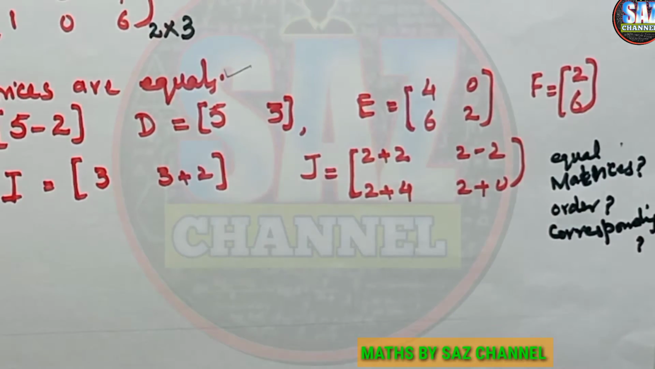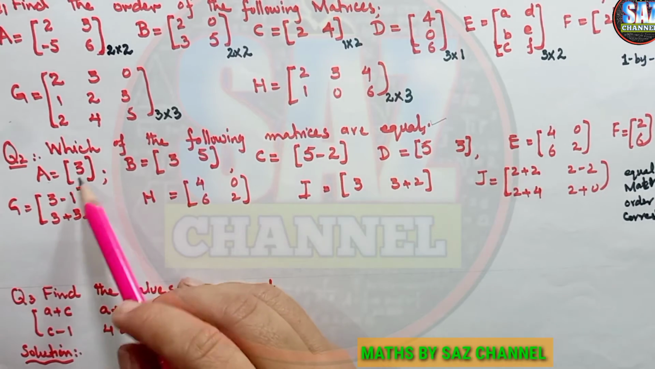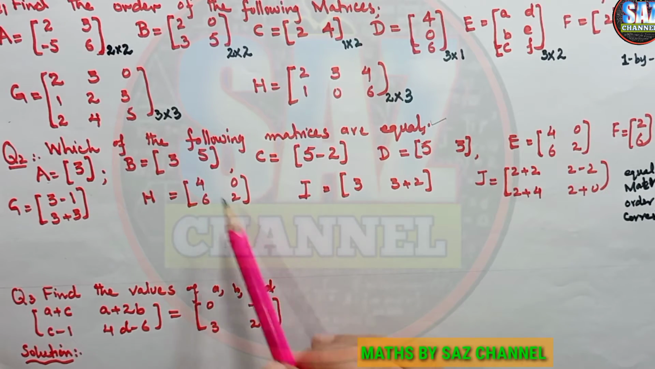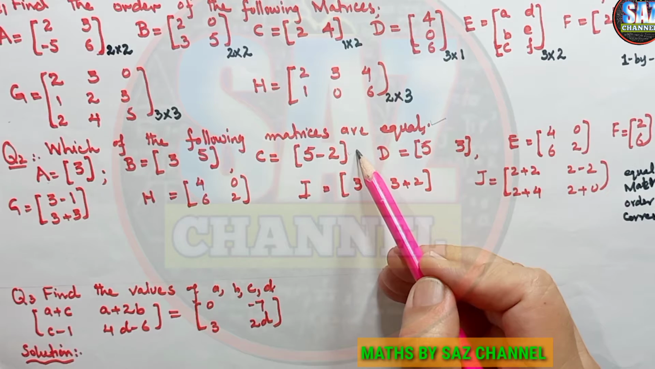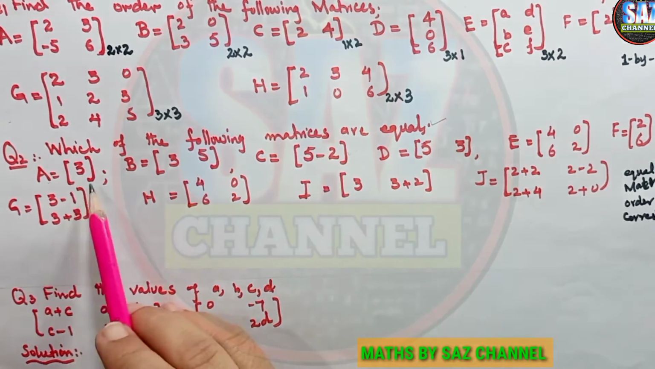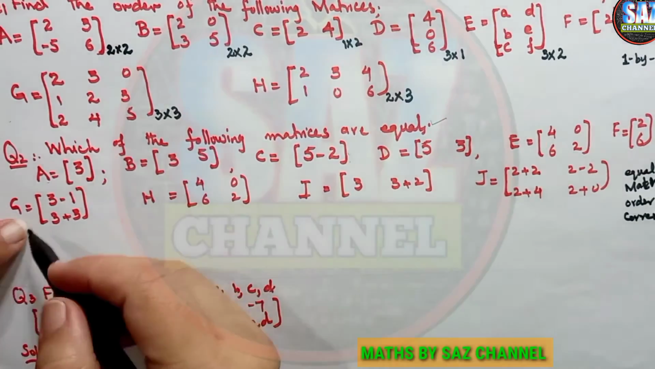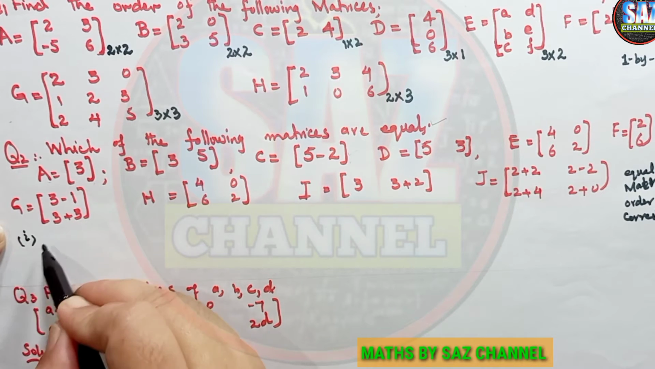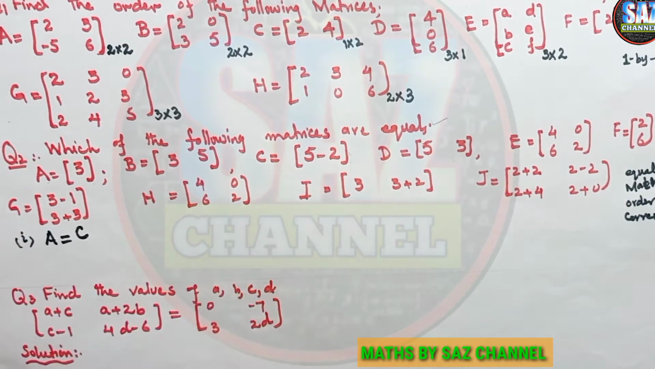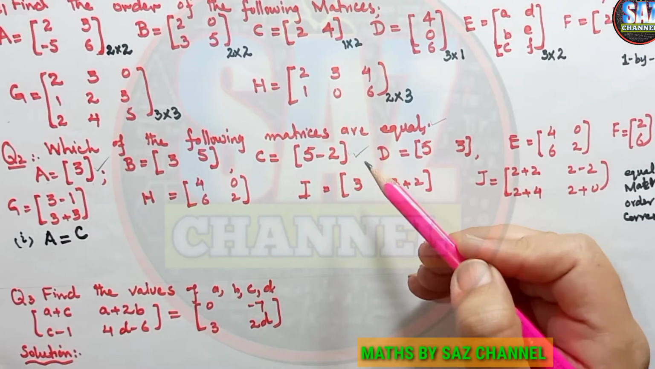Now if we look at the first matrix, that has only one entry, that is 3. Let's see which other matrix among these given matrices has only one entry, and that is 3. If we look at C, in our mind we are solving 5 minus 2, this gives me 3. Order of matrix A is 1 by 1. Order of matrix C is 1 by 1. So A will be equal to C. The reason is that their orders are the same and their corresponding elements are the same. We have checked A and C, so we can tick it out.